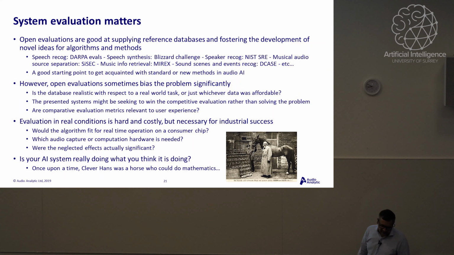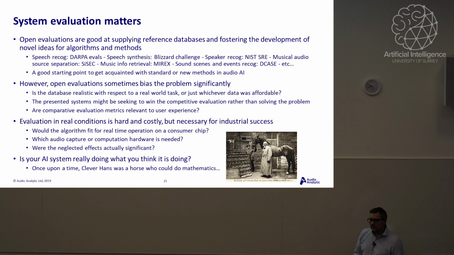And very, very importantly, there is that question: is your AI system really doing what you think it is doing? So once upon a time, Clever Hans was a horse who could do mathematics. There is a researcher called Bob Sturm who published about that. The idea is that the owner of the horse was asking the horse how much is 2 plus 2, and the horse would tap the hoof 4 times, and people were like, oh my god, this horse can do mathematics. So one researcher, Oscar Pfungst, analyzed what the horse was actually doing and found out that the horse was actually locking on the audience's and the horse owner's reactions when the solution was approaching. People were reacting, and so the horse was picking up on that and stopping to tap the hoof.